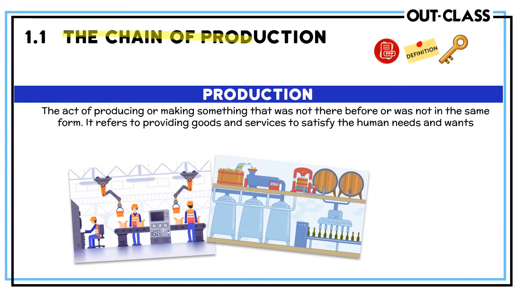The chain of production, an important concept which is tested again and again in paper 1 and paper 2. So you should be clear about the definition of production, which is the act of producing or making something that was not there before or was not in the same form. It refers to providing goods and services to satisfy the human needs and wants.